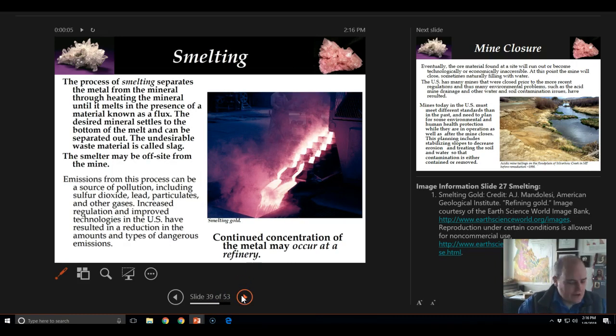Now, another way of extracting things is by smelting. Lots of times different things have different melting points. And so if you start melting it, certain elements will float to the top or to the bottom, depending upon their density, and you can extract them based off of their melting point. By doing that, they can separate the materials by smelting.